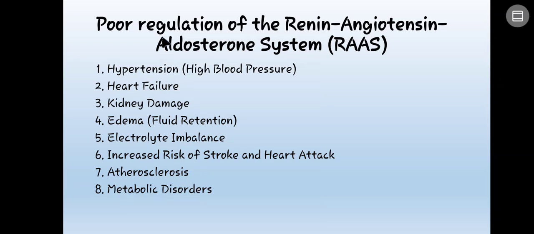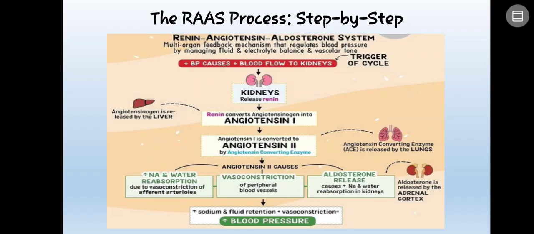Is that okay? So poor regulation of the renin-angiotensin-aldosterone system can cause or lead to any of the following. Okay, so this brings us to the end of the renin-angiotensin-aldosterone system.